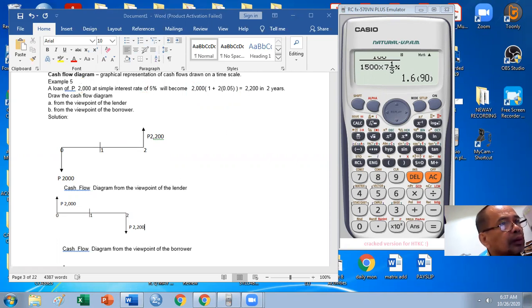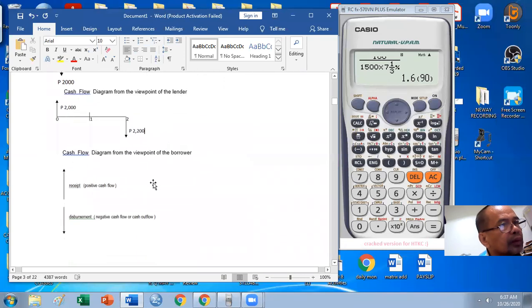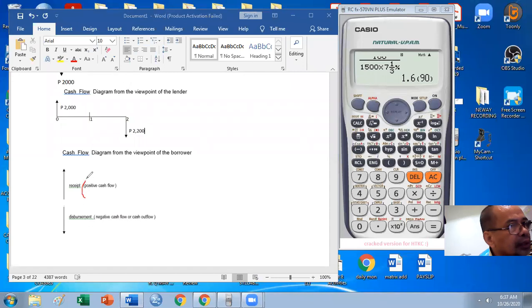Now, look, a positive cash flow is called a receipt. A negative cash flow is called a disbursement. So, that's it.